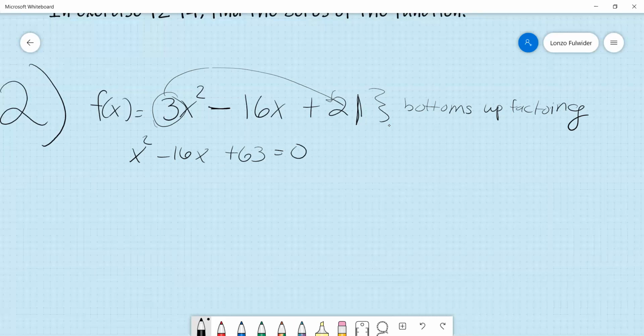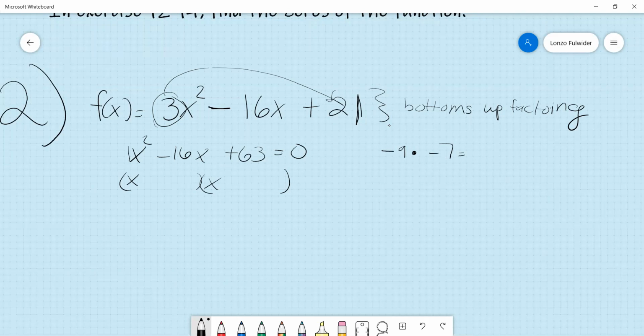And then you set this to 0 and then factor this out even more. Now this is what's called simple factoring because this only has an invisible 1. So let's factor this out. We need 2 numbers that, when multiplied, give you positive 63 and, when added, give you negative 16. So let me try negative 9 and negative 7. Let's see if that works.